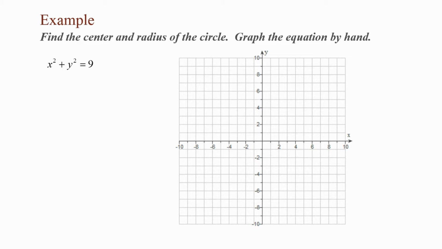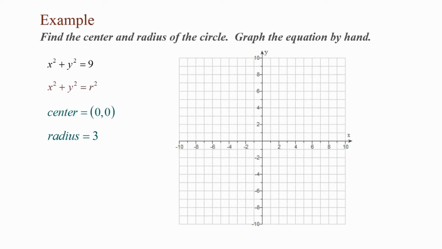In this example, find the center and radius of the circle. Graph the equation by hand. x squared plus y squared equals 9. Since this matches the formula x squared plus y squared equals r squared, we know that the center of our circle is (0, 0). Since r squared equals 9, r has to be 3.